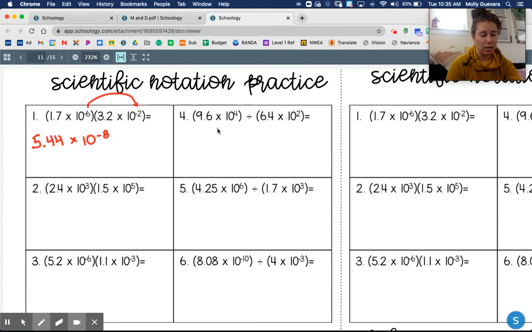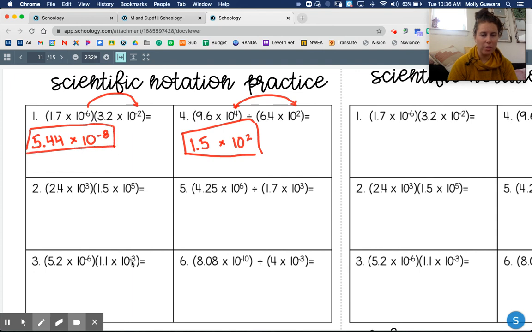For the next one, it's division. So I just have to make sure I'm paying attention, right? 9.6 divided by 6.4 is 1.5 times 10, and then I subtract these two, first minus the second. So 4 minus 2 is 2. And that is my answer. So hopefully that makes sense. I want you guys to try these other 4. So go ahead, pause the video, try these, and then when you're ready to go over them, hit play and we'll go over it.